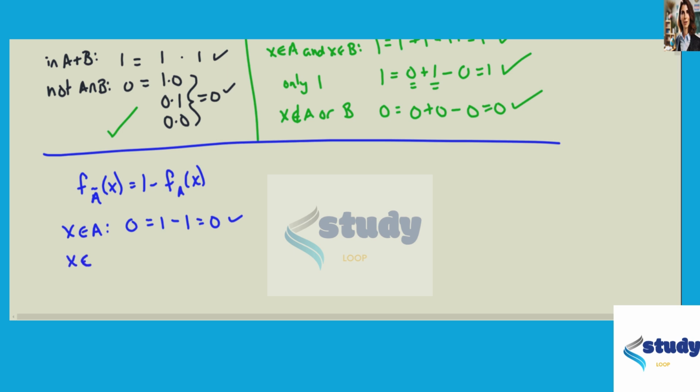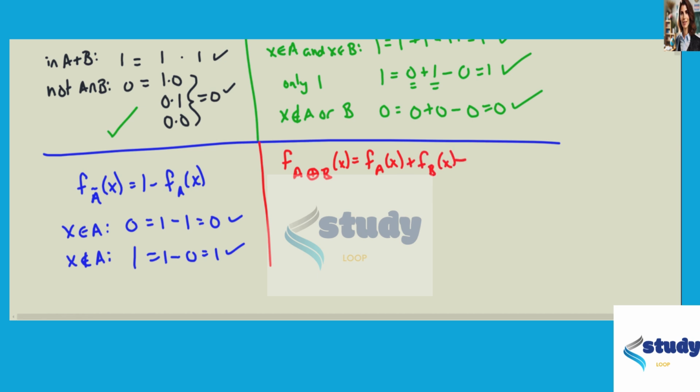What if x is not in A? Then I would expect it to be 1 because it is in the complement of A. And since it's not in A, this characteristic function is 0. It gives me exactly the value I would expect. Okay, last one. Let's look at the exclusive OR. So this is going to be A with that little circle and cross, B. And I want to show that that equals f sub A of x plus f sub B of x minus 2 times this product.